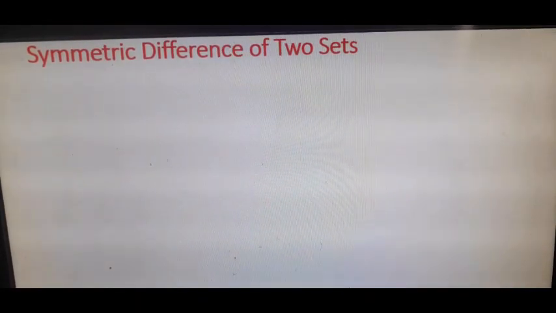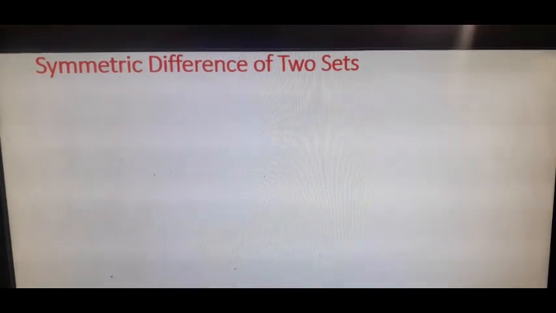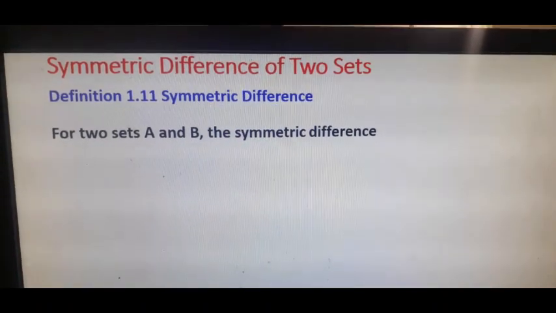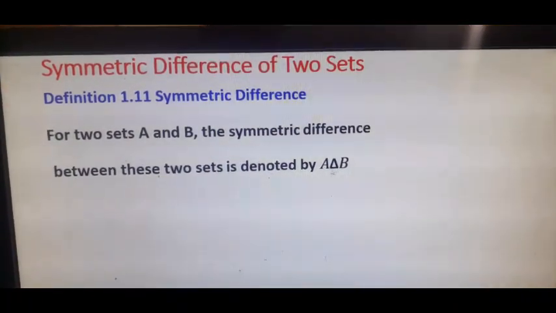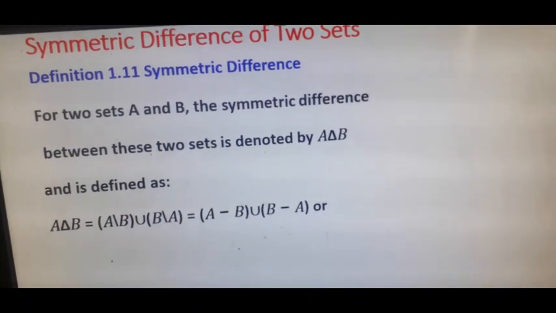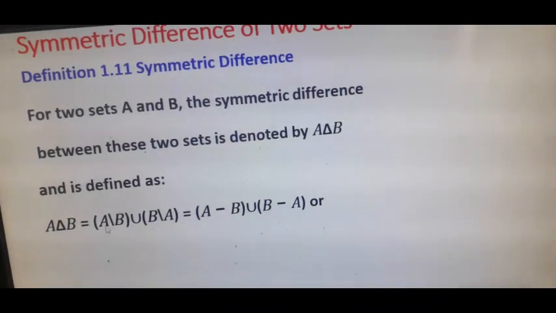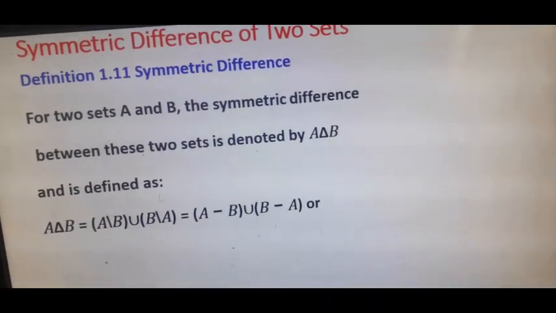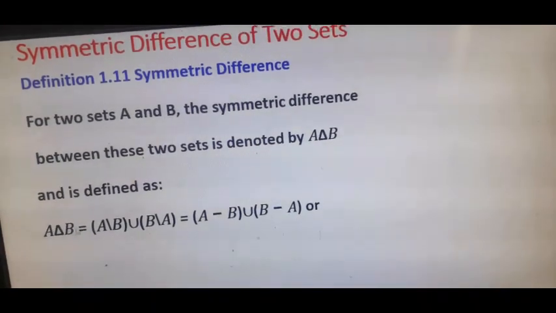Okay, last time we have seen differences of two sets. Today we'll see symmetric difference of two sets. By definition, for two sets A and B, the symmetric difference between these two sets is denoted by A delta B. A delta B is the symmetric difference of A and B, and is defined as what? The symmetric difference of A and B, A delta B, is equal to A without B union B without A. First, you have to find A without B and B without A. Then you take the union of these two sets. The union of these two sets gives us the symmetric difference of A and B.